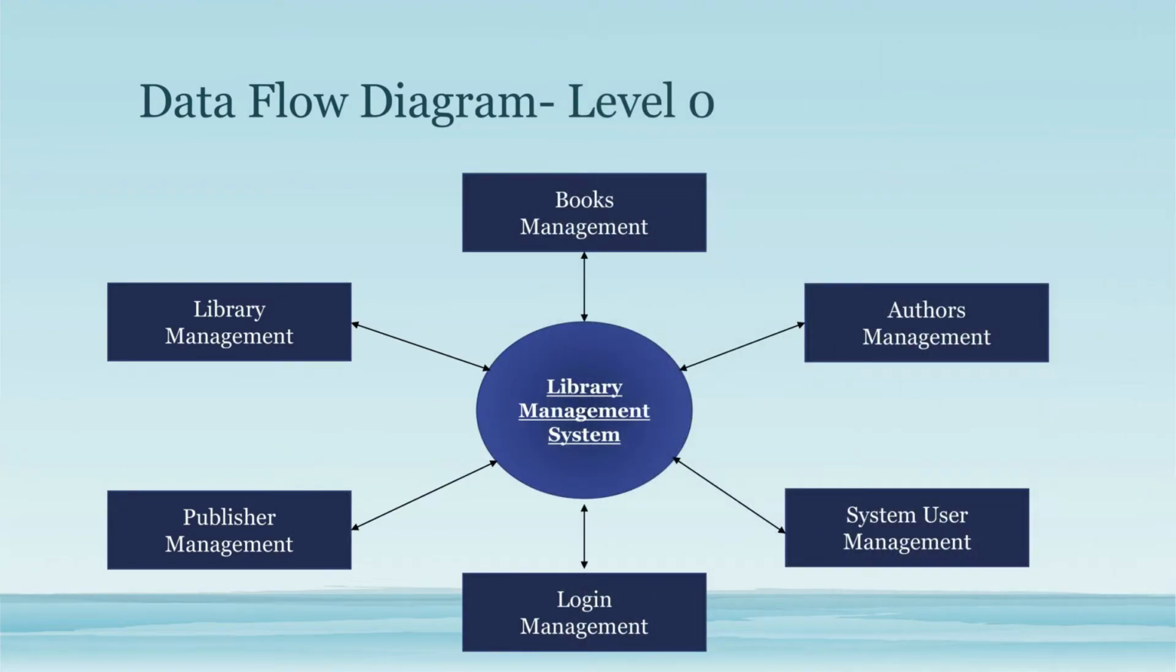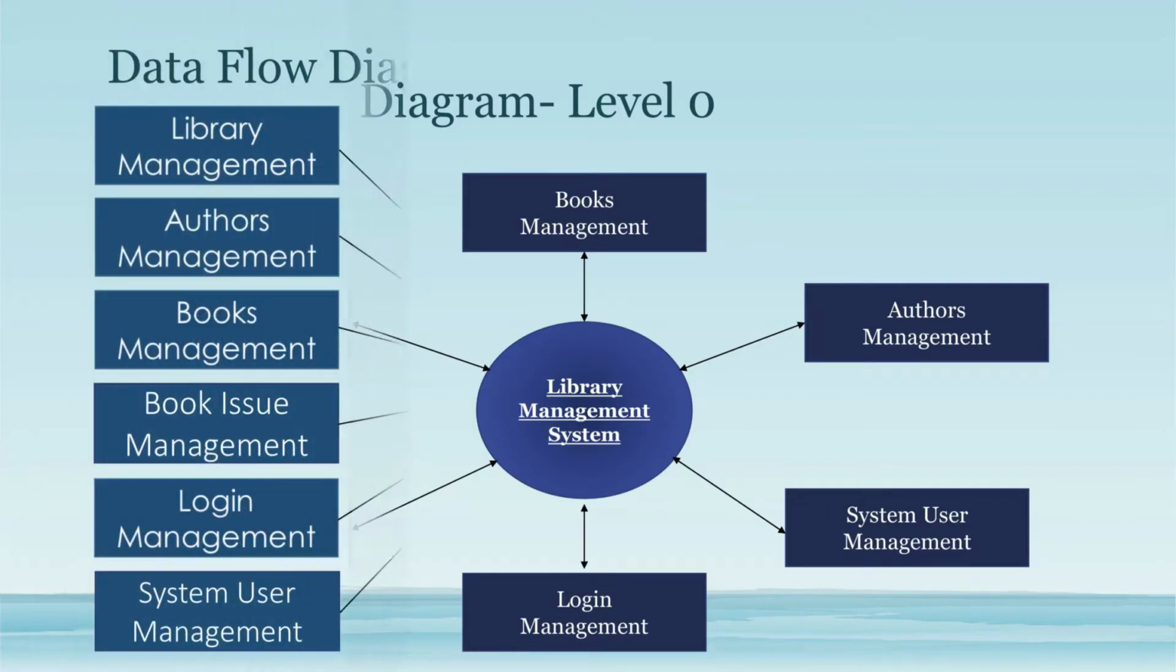Now coming to the level 0 data flow diagram, it's a basic overview of the whole system or process being analyzed or modeled. It's designed to be an at-a-glance view showing the system as a single high-level process with its relationship to external entities. Here it shows the library management system has the major features like book management, library management, publisher management, login management, system user management and authors management.